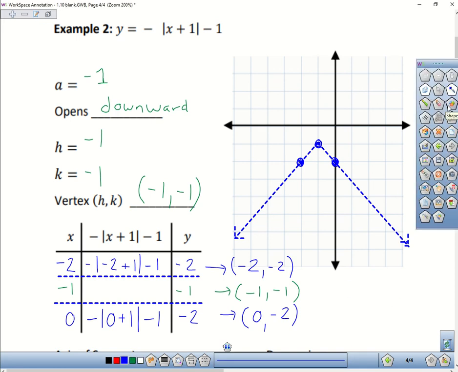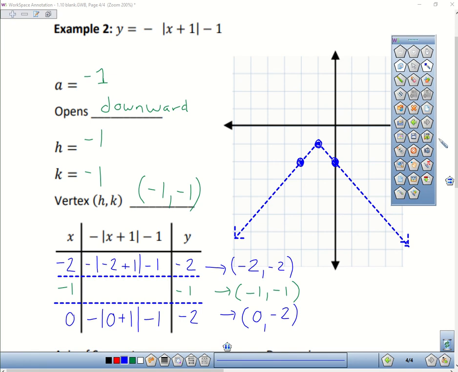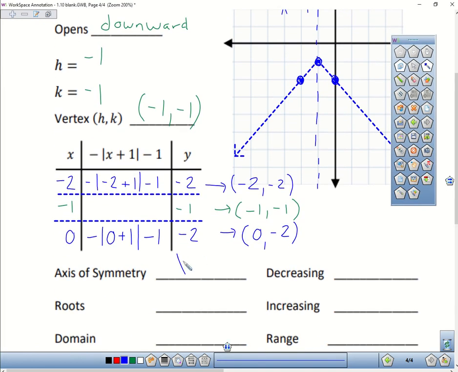And what do you notice is different about this example than the last? It's downward. Good. And the negative. Yeah, the a value is negative, so now it's flipped over. So my axis of symmetry is x equals -1. Does my graph have any roots? No. No roots. Domain is always all real numbers.